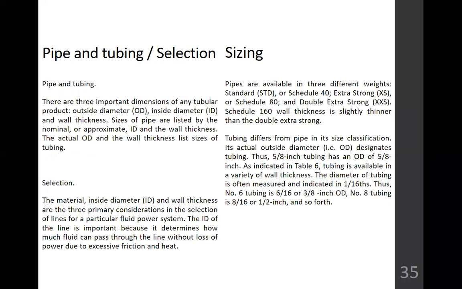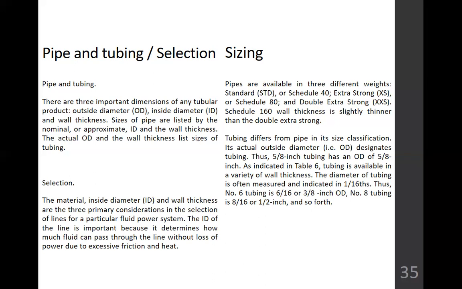Selection. So the material, inside diameter (ID), and wall thickness are the three primary considerations in the selection of lines for a particular fluid power system. The ID of the line is important because it determines how much fluid can pass through the line without loss of power due to excessive friction heat.